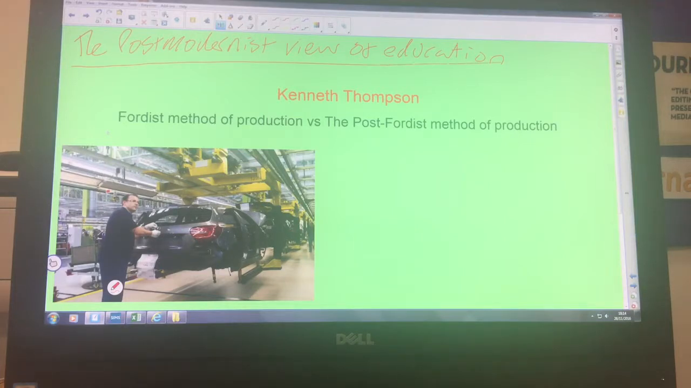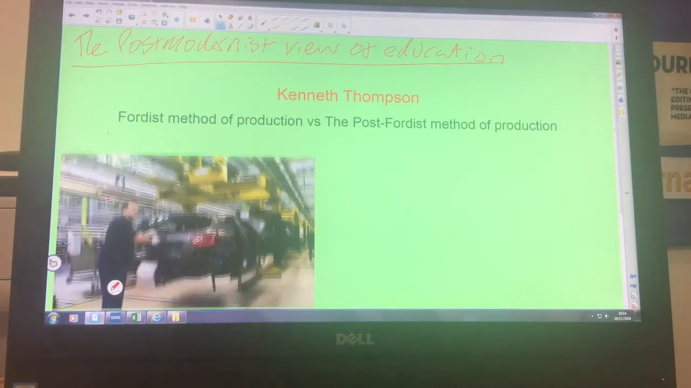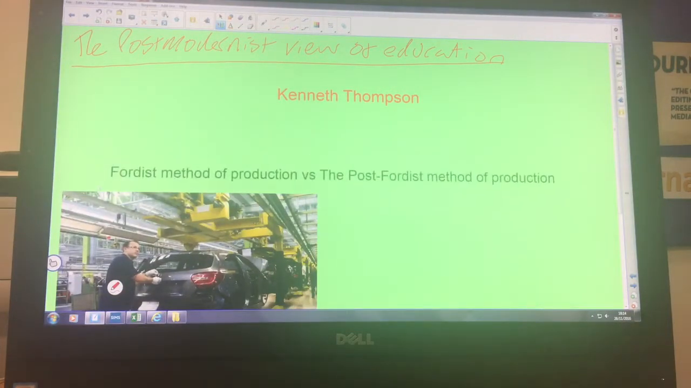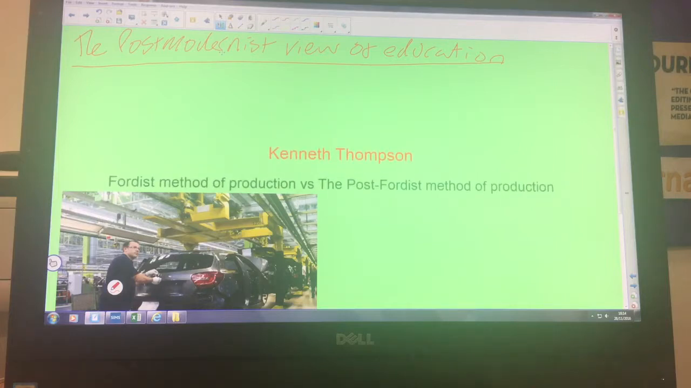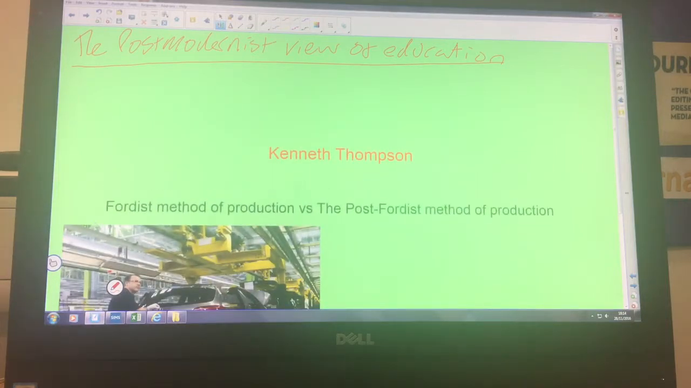Alright, so let's explain it. We're going to do that with 2 theorists. The first one is a guy called Kenneth Thompson, great name. The second one is going to be a theorist called Usher et al, who we're going to talk about in a minute. I'm just going to scroll these down to give myself a bit of space to explain these things, and then we'll see how it goes from there.